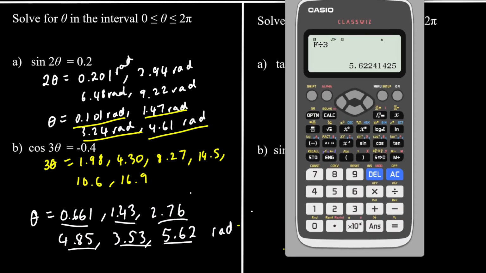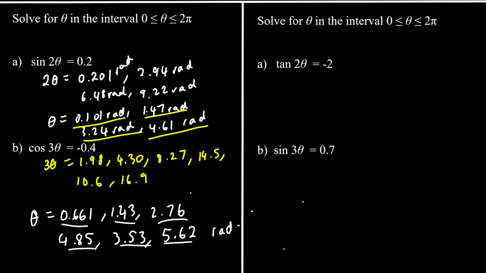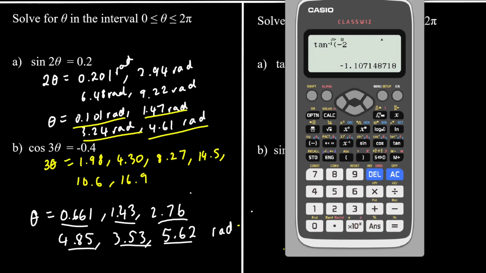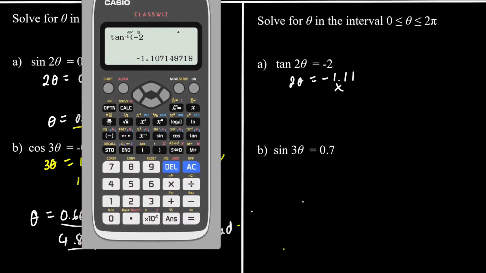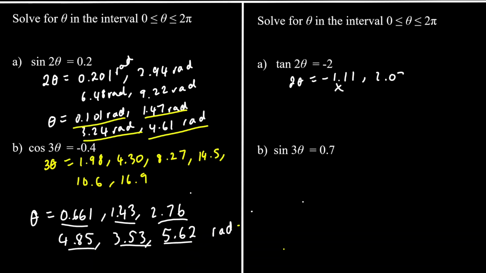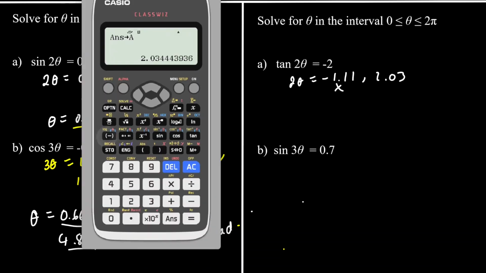So we're going to shift tan negative 2 and get negative 1.11. We don't want that answer, so we're not interested in that one. But we do want to generate the next 4 answers, all the way up to 4 pi. So keep adding on pi to this. So plus pi, 2.03. And we'll store that as A.